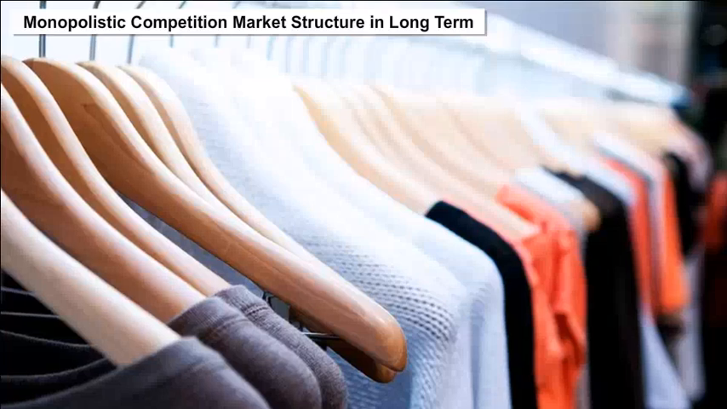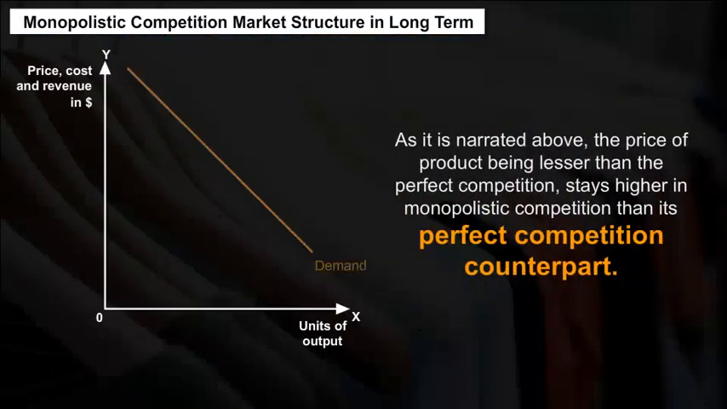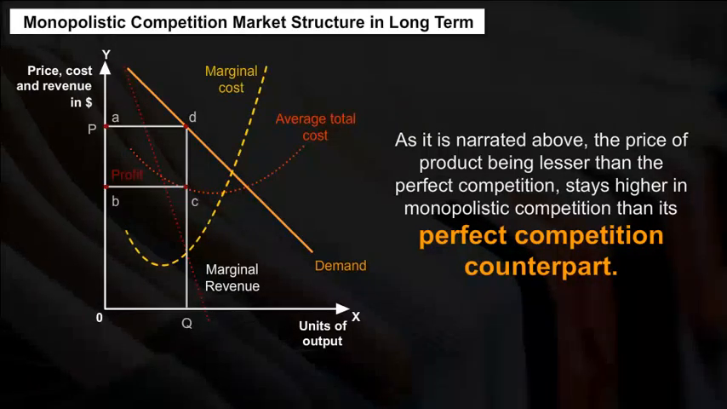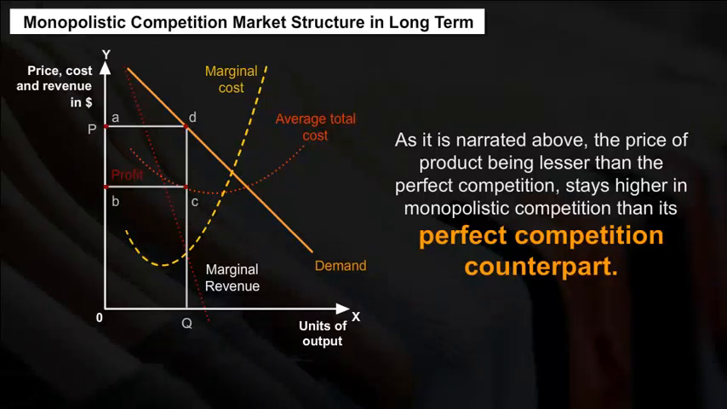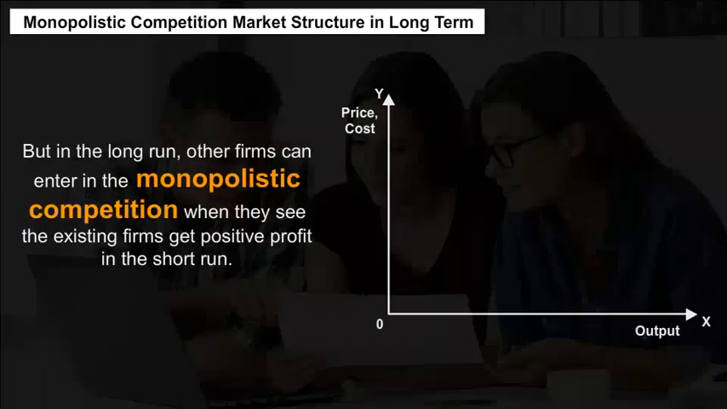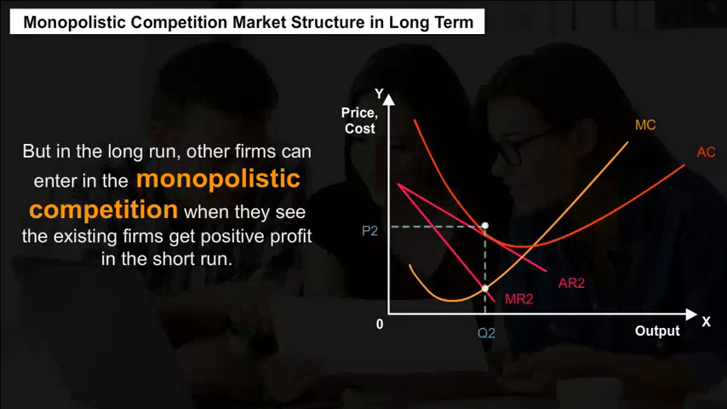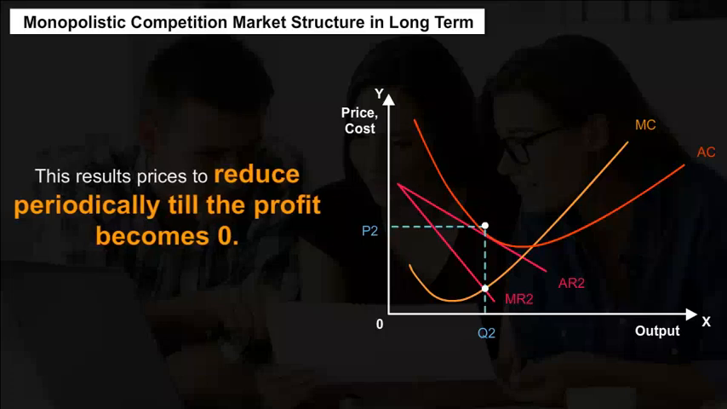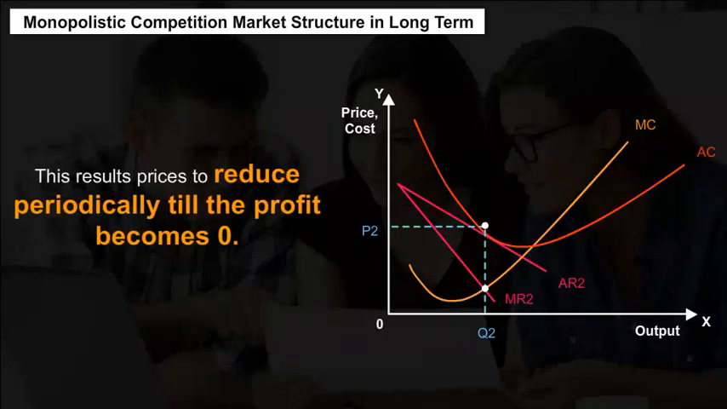Monopolistic competition market structure in the long term. As narrated above, the price of the product in monopolistic competition is lower than in monopoly but stays higher than its perfect competition counterpart. But in the long run, other firms can enter the monopolistic competition when they see the existing firms getting positive profit in the short run. This causes prices to reduce periodically until the profit becomes zero.